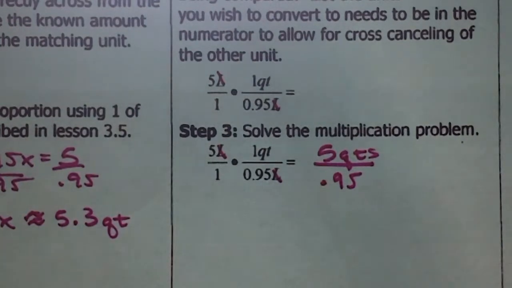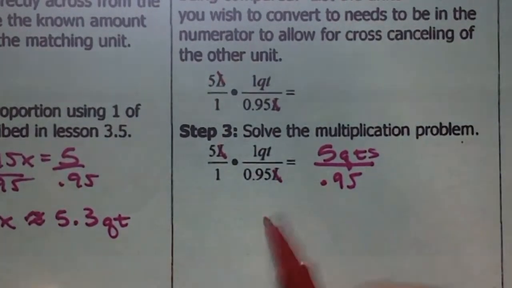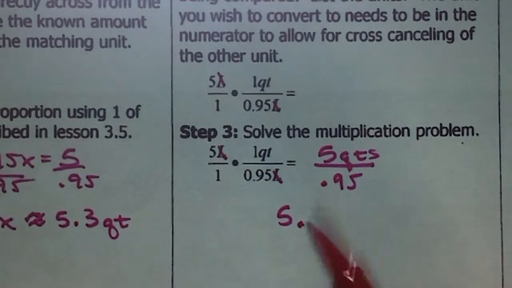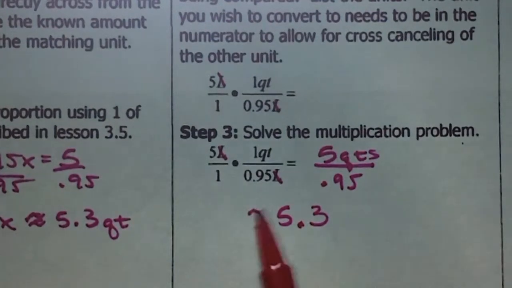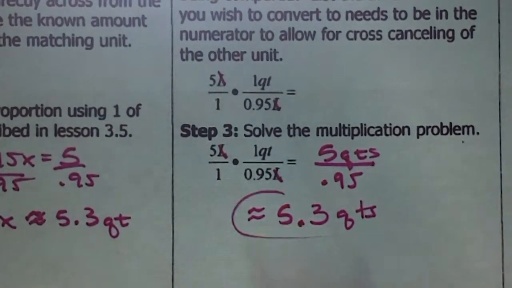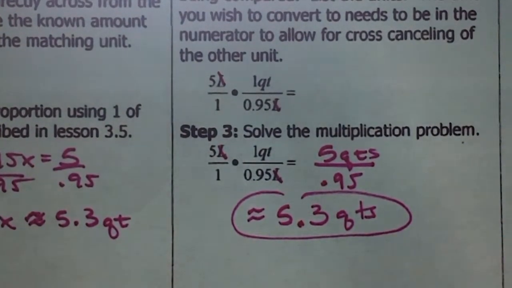And when you take 5 and you divide it by 0.95, you get the same exact decimal we got before. You get 5.2631, and so on. So about 5.3. And quarts is the only measurement that's left. So either way, you get the same answer. It's just which one makes more sense to you. So we'll practice with both. Go ahead and turn the page.